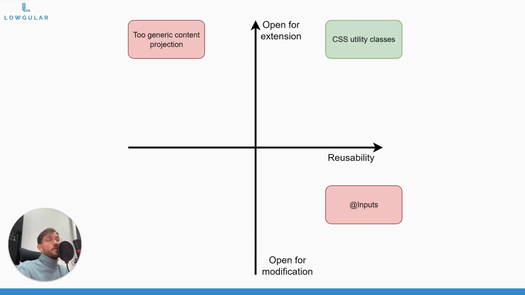We can display something inside the button and it looks good. So we have the first rule. If you need to have a common look for your component, just use CSS utility classes. It was created for that. We don't need components.